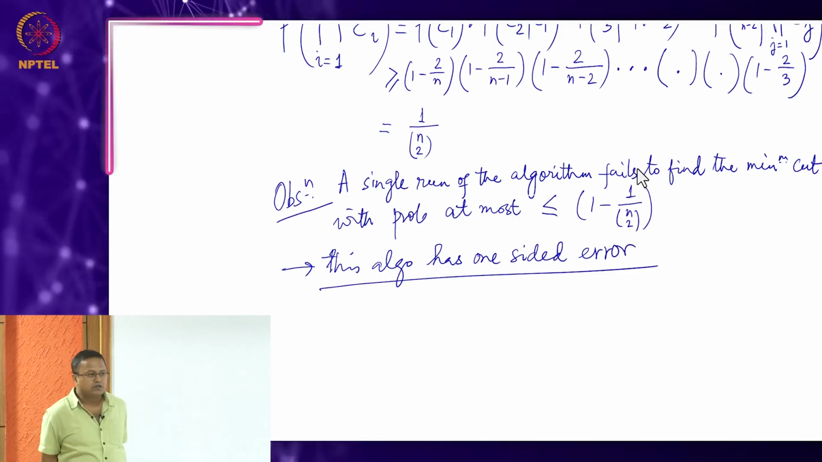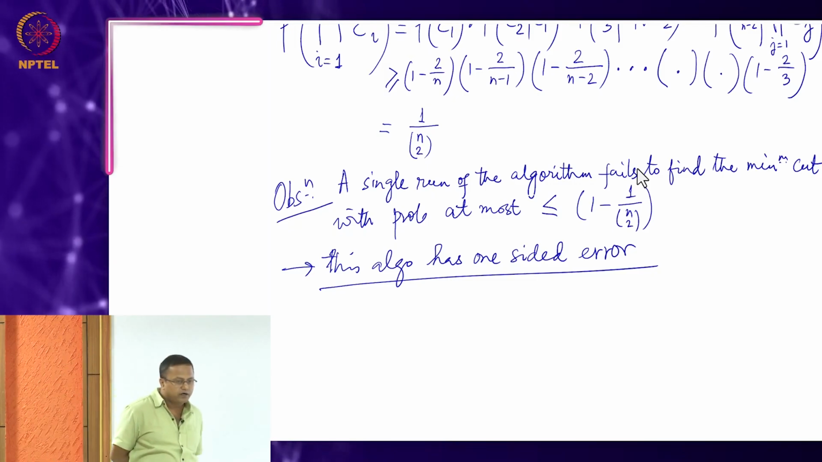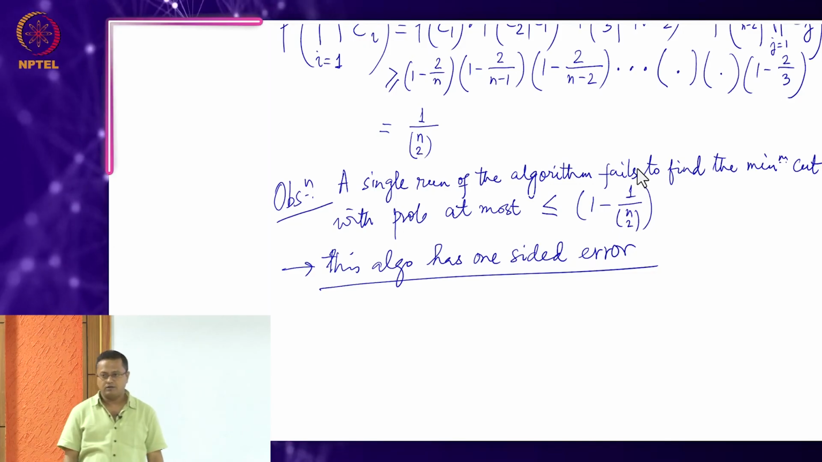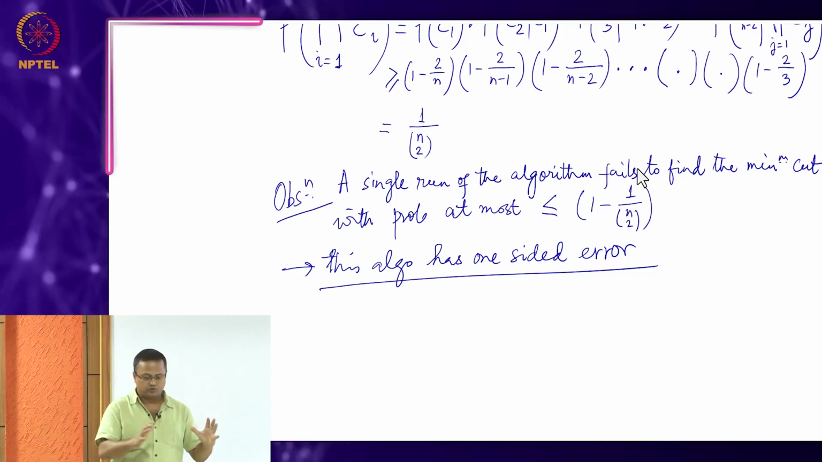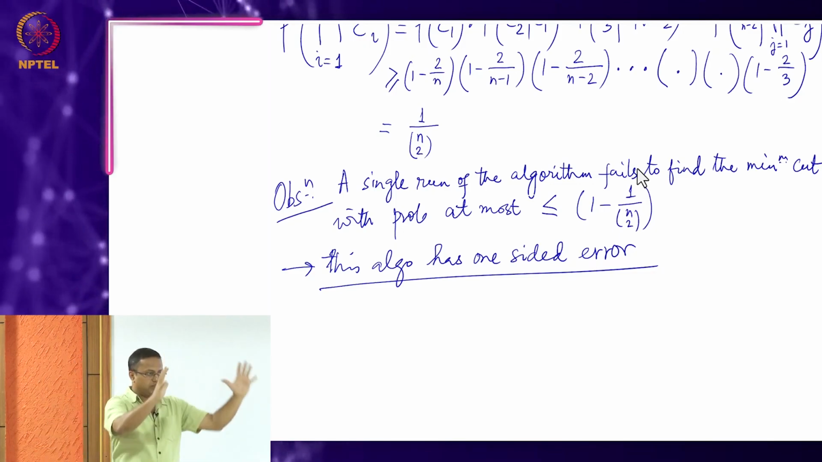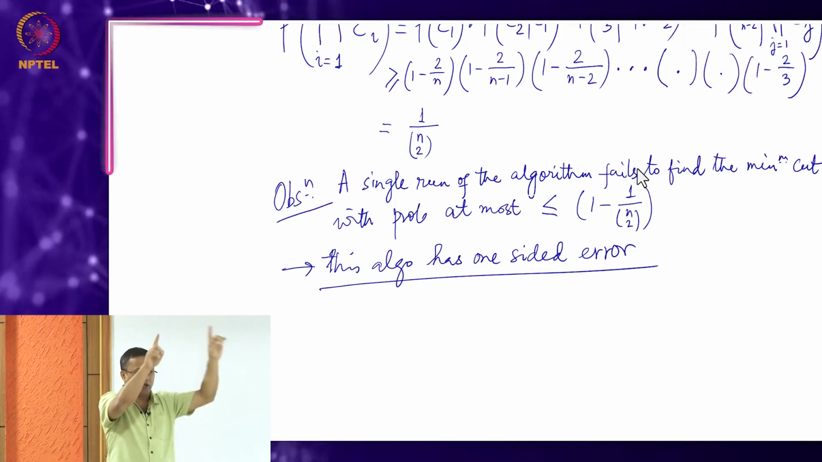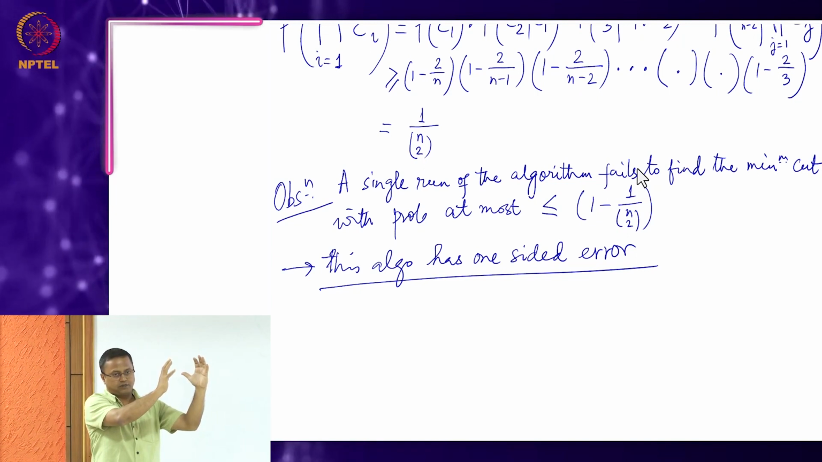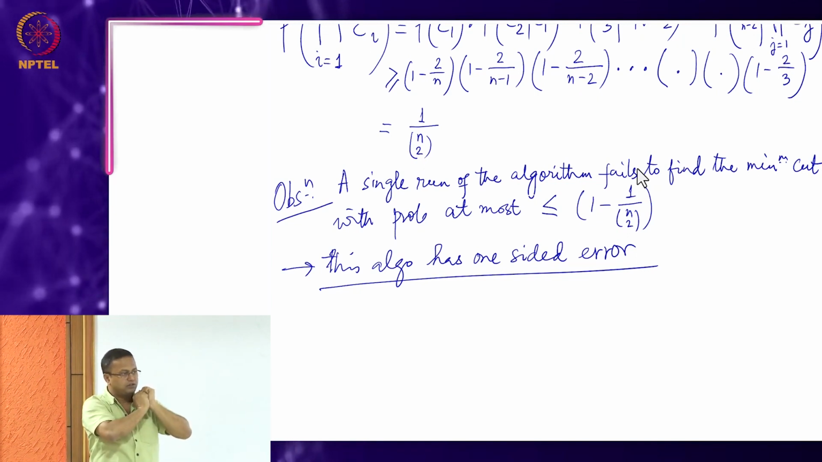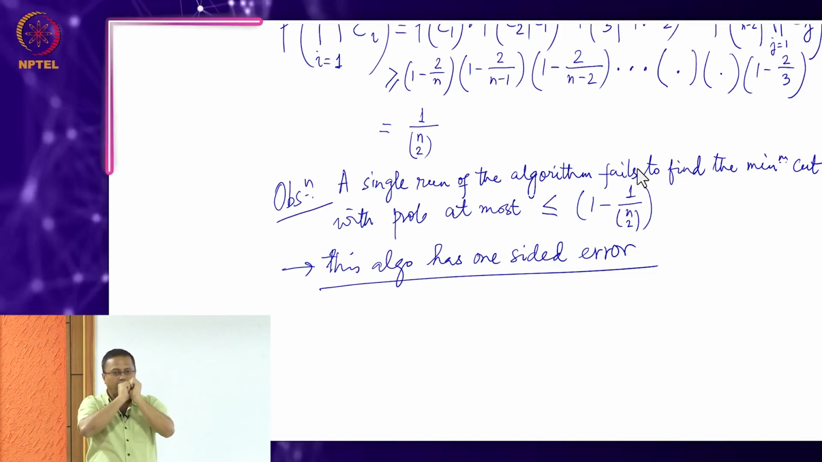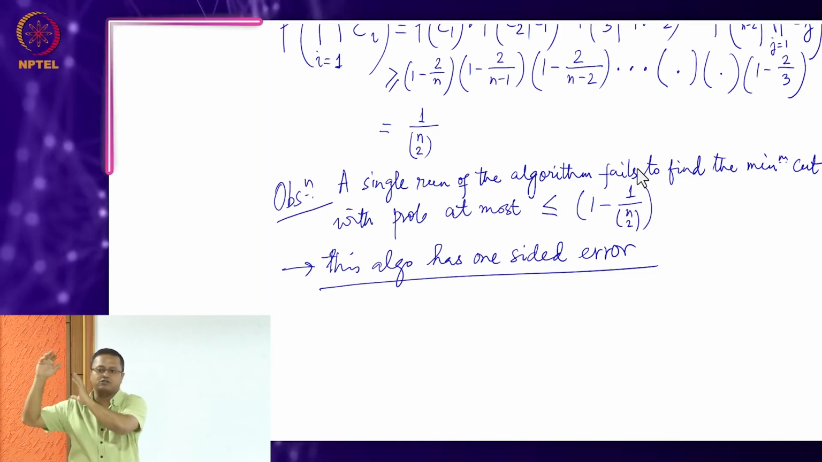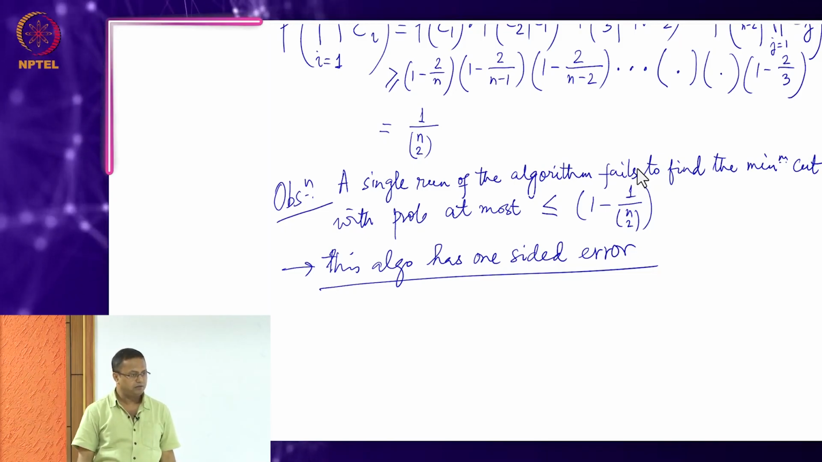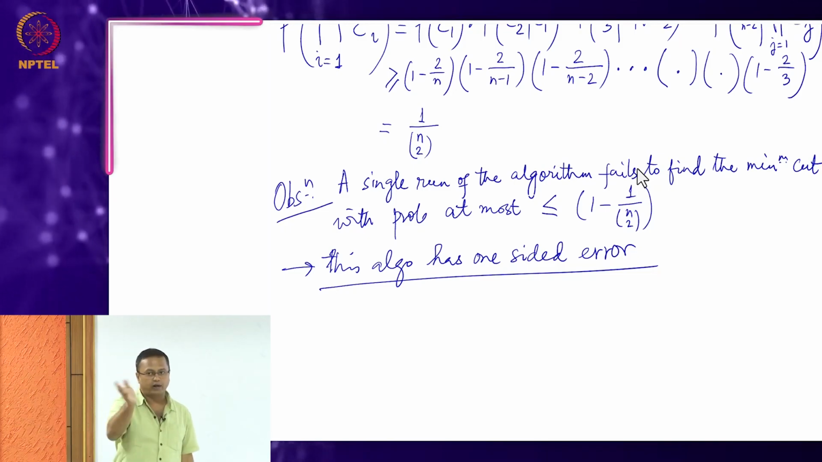If this algorithm has one-sided error, we can do something better now. Think of the algorithm that I have designed for you as one black box. What I would do is run multiple instantiations of the same algorithm, but independent of one another.